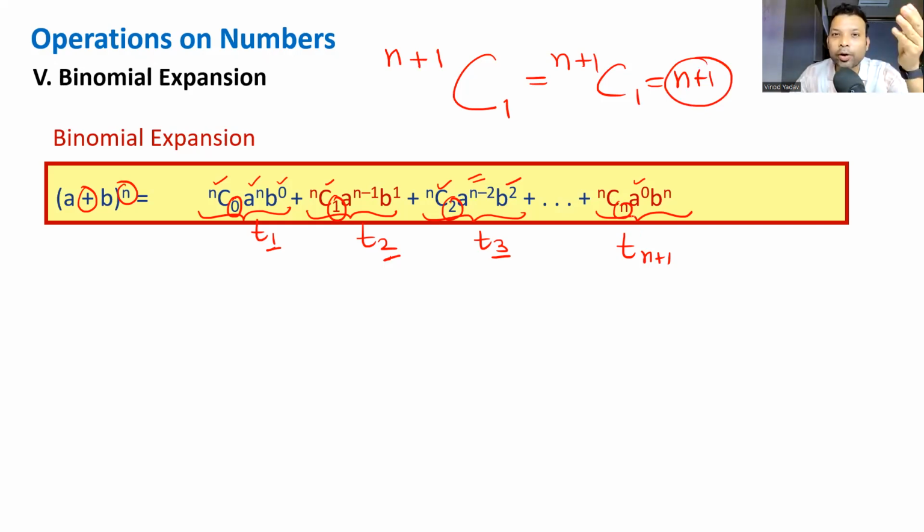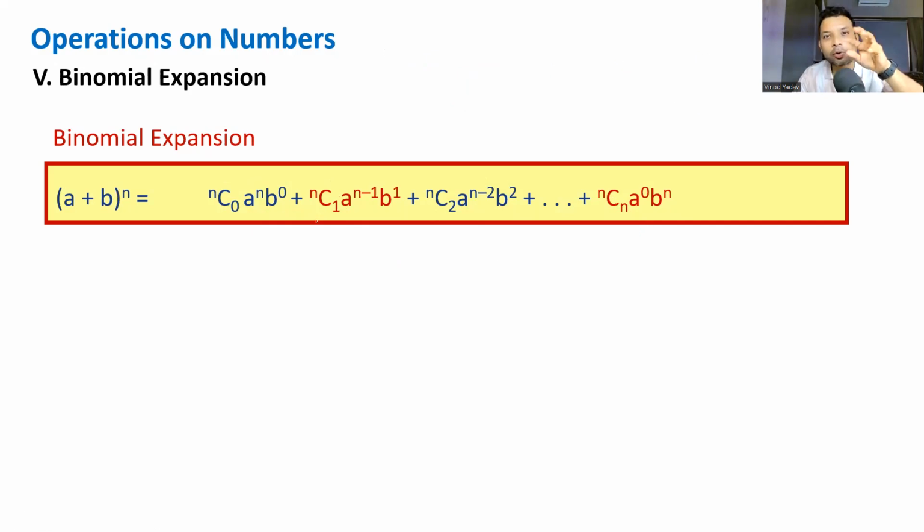(A+B) whole square, check kar lo aap. Yes, three terms, right? (A+B) whole cube, check kar lo, four terms. So I'm just trying to generalize a formula for all these individual terms. Koi common logic se likh sakta hun ki if I just take up the coefficient, the coefficient is NCr. Out of n slots, choose r slots for b. So b ka power r ho jayega. There are r times b will appear, so b into b into b, r times.